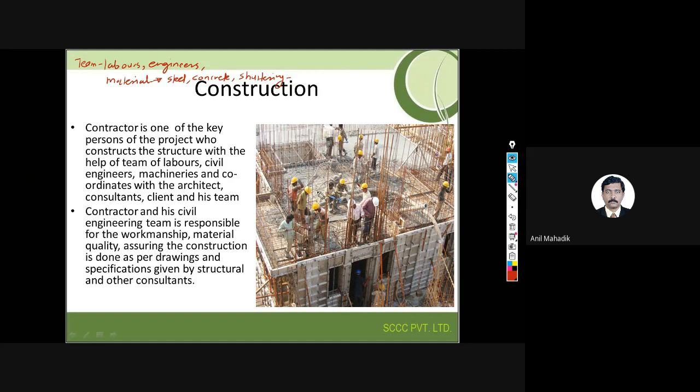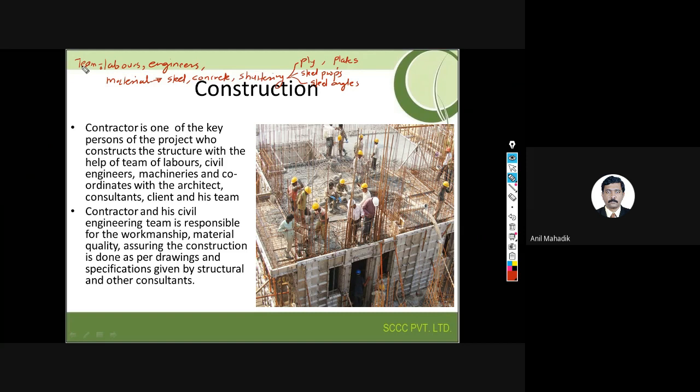In shuttering, what kind of material is there? It may be ply, it may be steel also, steel props. There may be other steel members also, like angles and channels. There may be steel plates also, plates for slab construction. So we require material in the construction of the building. We require laborers, we require engineers. Then what else do we require?